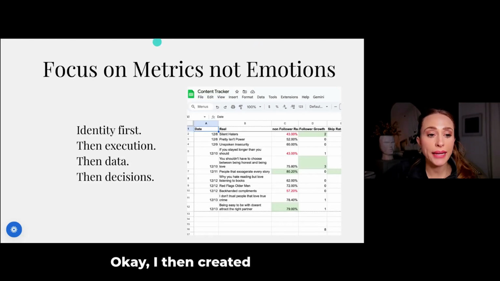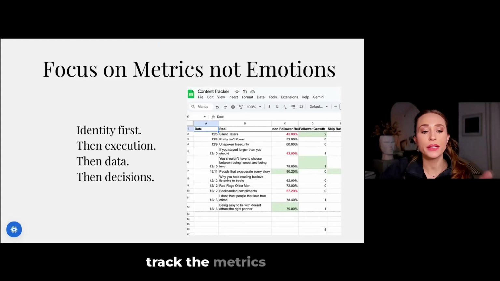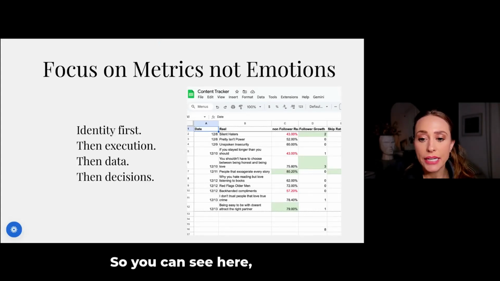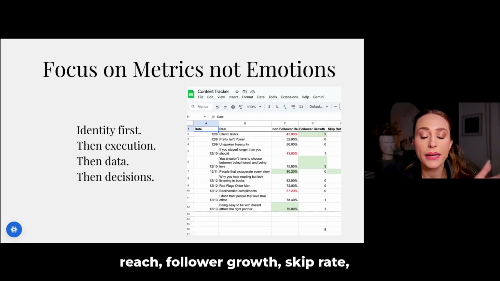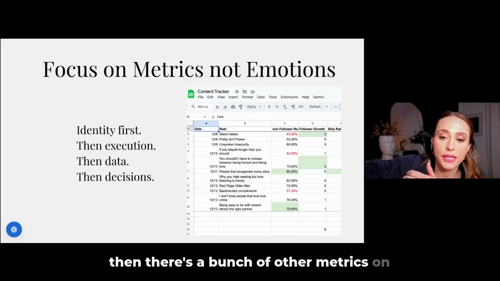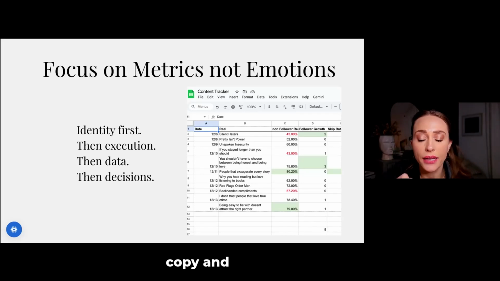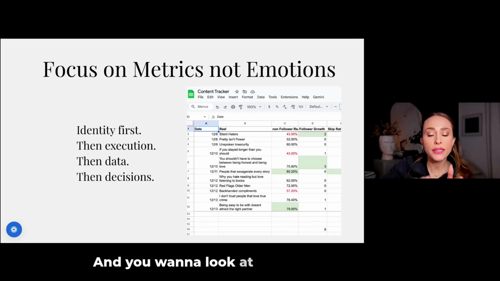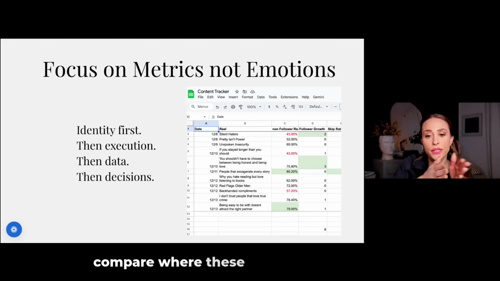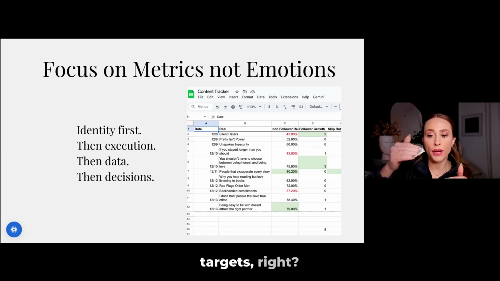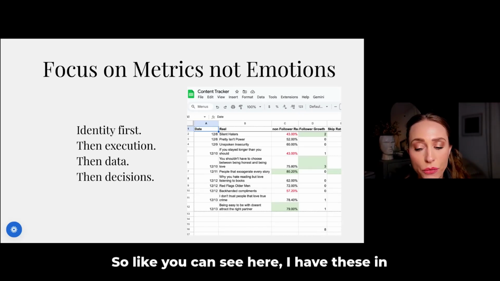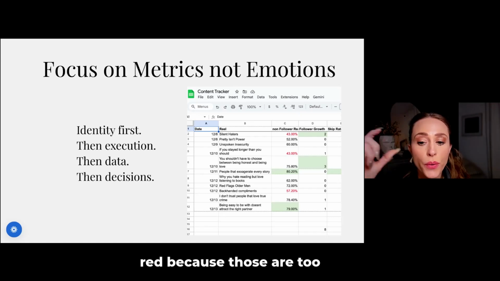Okay, I then created this spreadsheet to track the metrics that matter. So you can see here, I have non-follower reach, follower growth, skip rate, and then there's a bunch of other metrics on here that we're tracking. I will give you this tool. You can make a copy and you can use it. And you want to look at these and compare where these are compared to those targets, right? So like you can see here, I have these in red because those are too high.